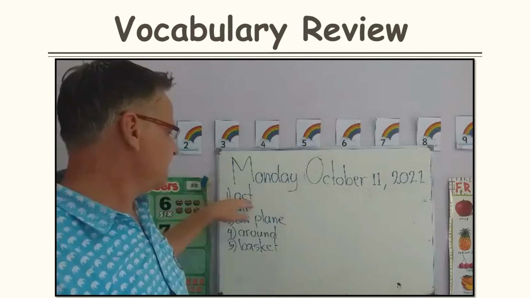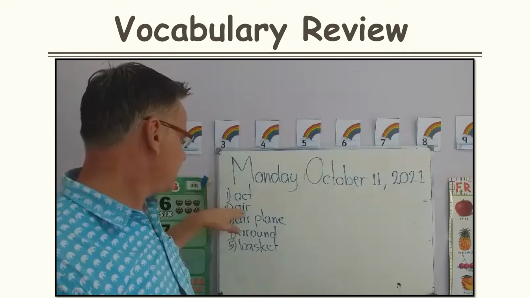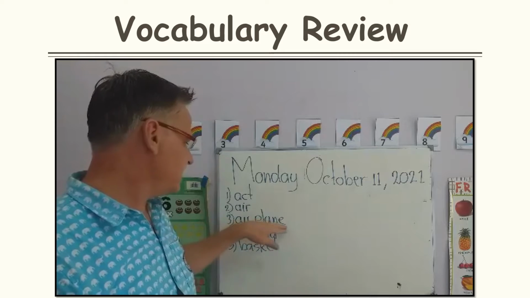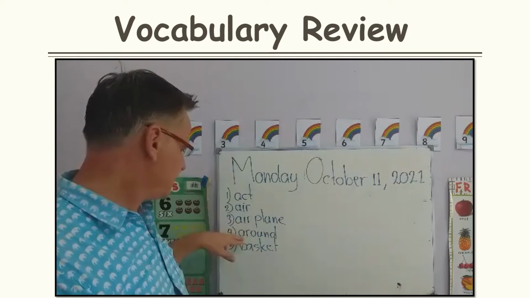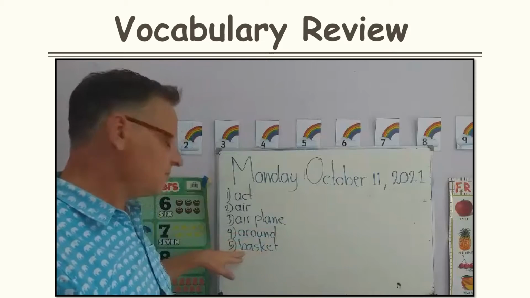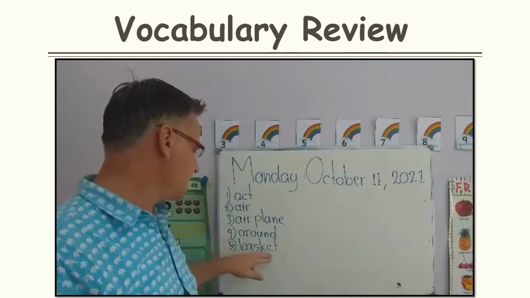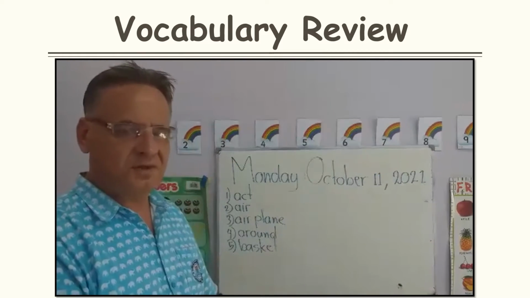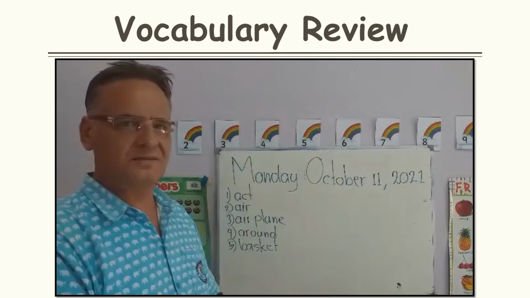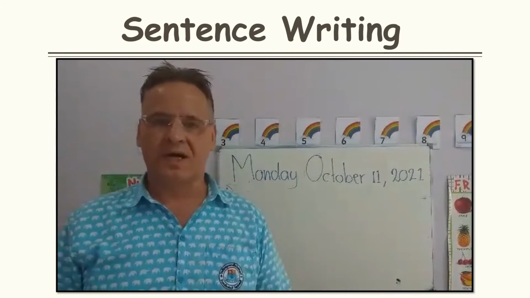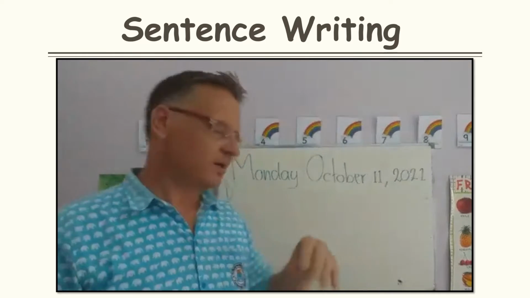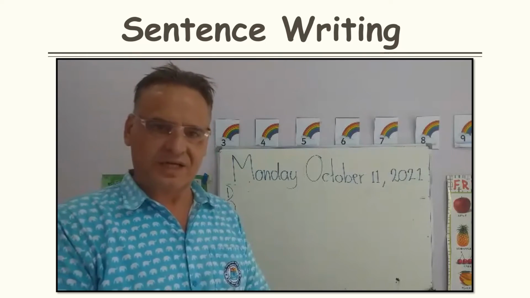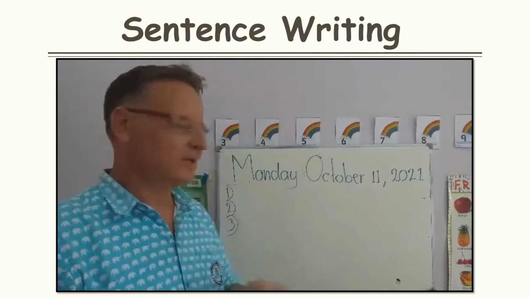So one more time. Act, A-C-T. Air, A-I-R. Airplane, A-I-R-P-L-A-N-E. Around, A-R-O-U-N-D. Basket, B-A-S-K-E-T. Copy the words under the right section. Now we will pick 3 of these words and make 3 sentences. In your vocabulary book you see under the words there sentence writing and then 1, 2, 3. So that's what we're going to do now. We make 3 sentences and we pick 3 words.